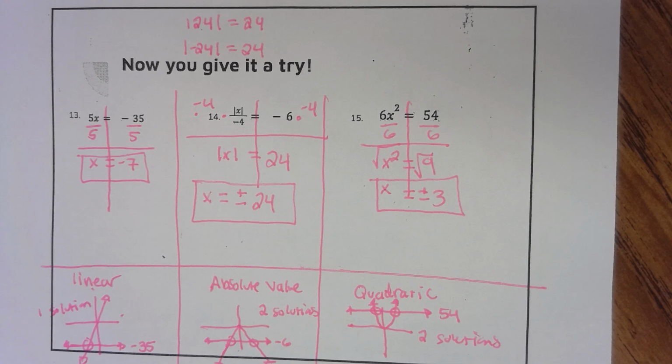Six x squared equals 54. That's 6 times x squared. I need to divide both sides by 6. 54 divided by 6 is 9. So I have x squared equals 9. Then I need to undo the squaring by taking the square root, where the square root of 9 is plus or minus 3. Okay, questions here.